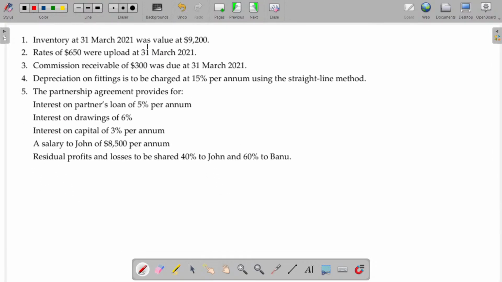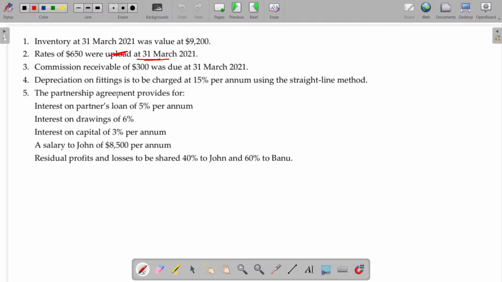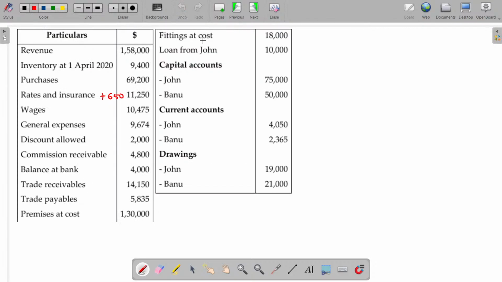So we have been given the inventory here. Rates of 650 were unpaid at 31st March 2021. Maybe unpaid. So unpaid should be added with the rates. So you have to add 650. Closing inventory being 9,200.